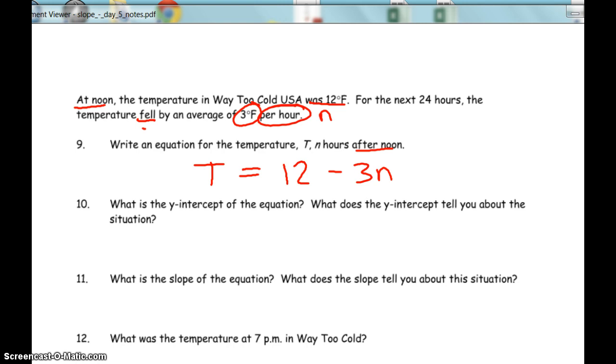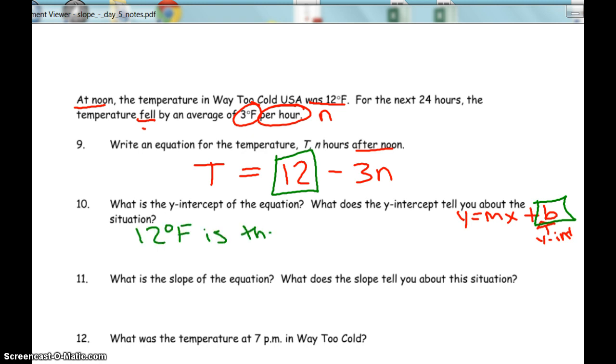And it says, what is the y-intercept of the equation and what does it tell you about the situation? Well, we need to go back and write what we know about linear equations. Y equals mx plus b, and b is the y-intercept. So when we look back at this equation, we want to find the constant, or the number that does not have a variable for us. That would be 12. And what it means in this particular situation is it tells us what the temperature started at Way Too Cold USA. So we're going to do 12 degrees Fahrenheit is the temperature.